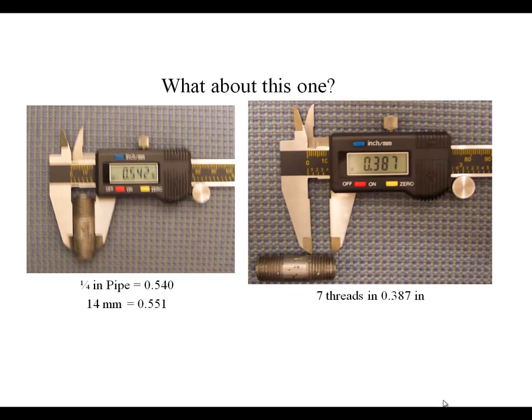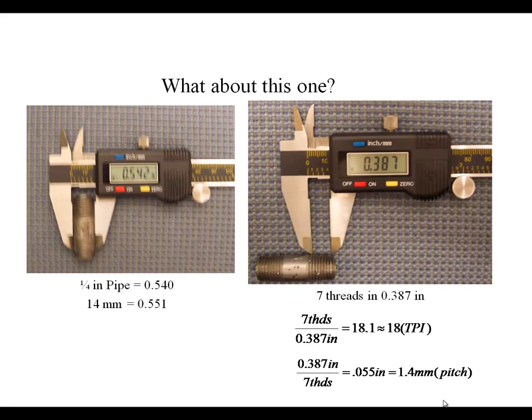I'm counting 7 threads in 0.387 inches. So if I take 7 over 0.387, I get 18 threads per inch. If I were to do 0.387 inches per 7 threads, that gives me a pitch of 0.055, which is converted to a 1.4 millimeter pitch.